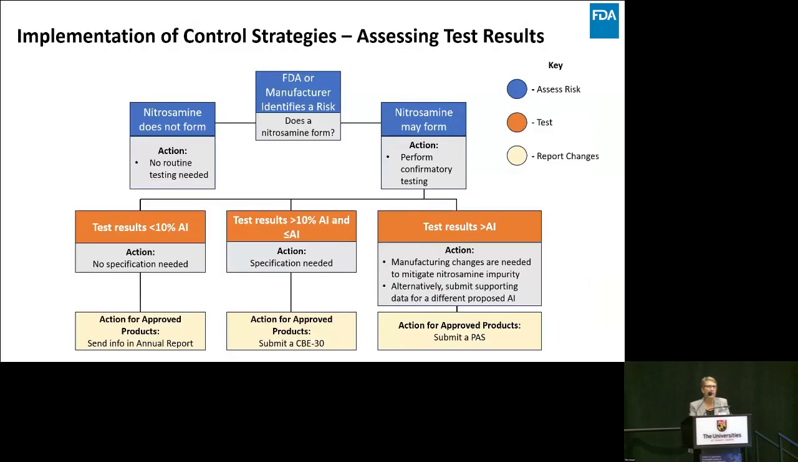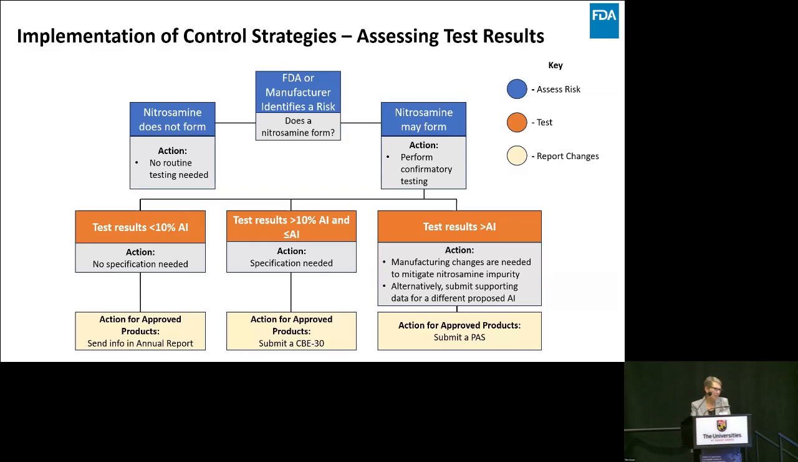I'm going to talk a little bit about that 3-step mitigation strategy here, and I hope you can follow along with me. Just as a reminder, the first step in mitigation is to identify the risk, and in my little flow diagram, that's the blue boxes. The next step is to perform confirmatory testing for that nitrosamine that's found to be at risk, and that's the orange boxes. And the last step would be to report to the agency if changes need to be made, which is the manila shaded boxes at the bottom.